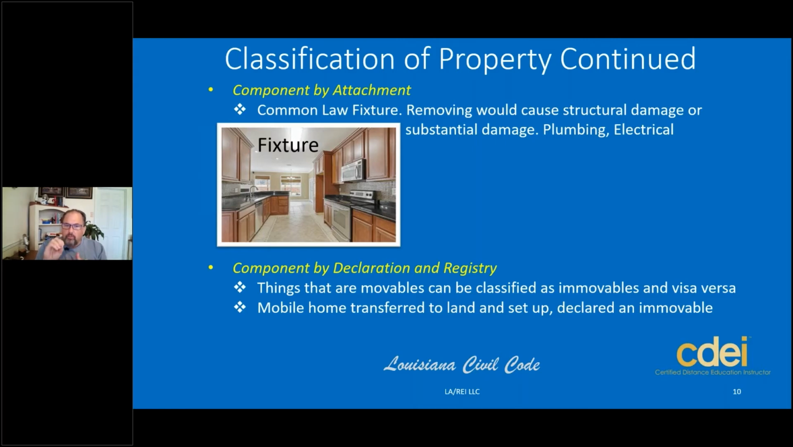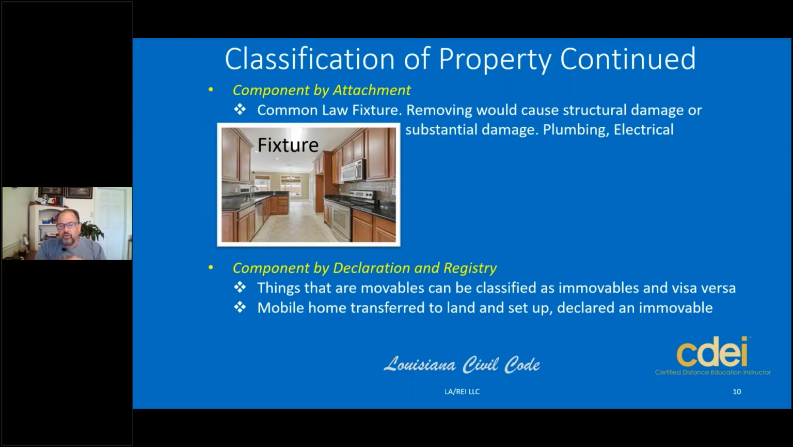Now, component by declaration and registry. These are movables that can be classified as immovables and vice versa. In other words, immovables classified as movables. That is a civil code law and principle in Louisiana that a homeowner or a landowner can do. Now, I'm going to be a little bit more specific.